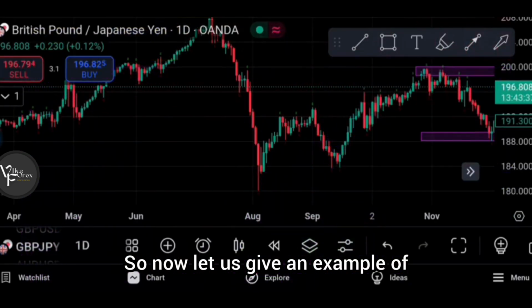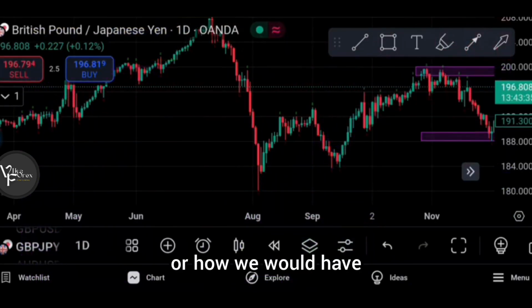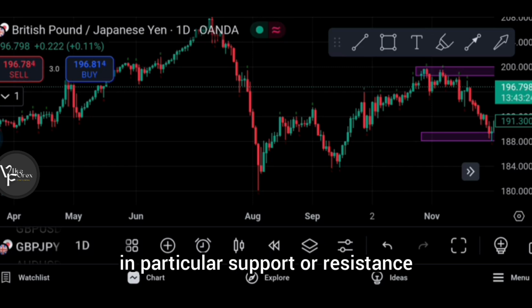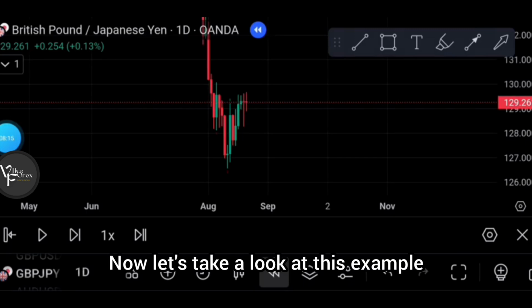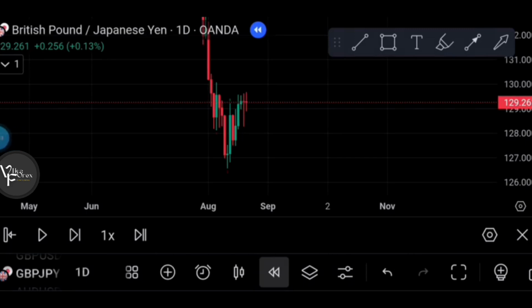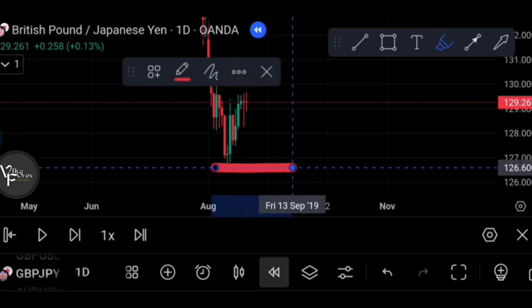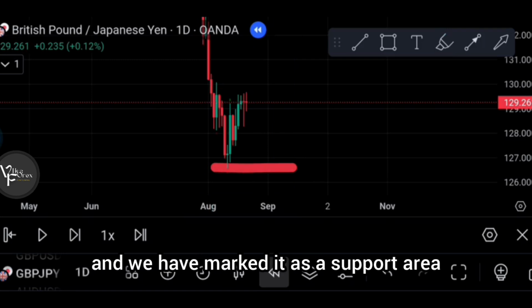So now let us give an example of how we would have traded a particular support or resistance zone. Let me give you a live example. Now let's take a look at this example. Okay, price has reached this support zone here. Okay, price just hits that support zone, and we have marked it as a support area.